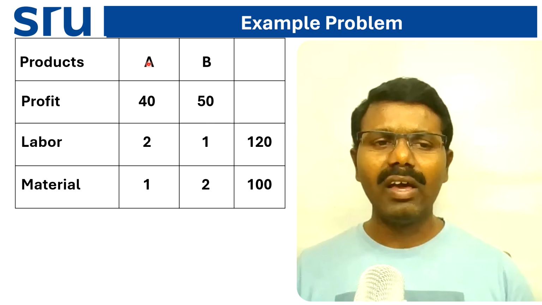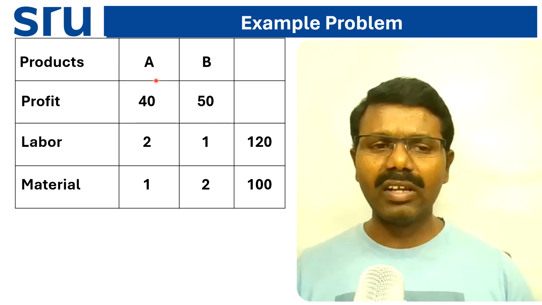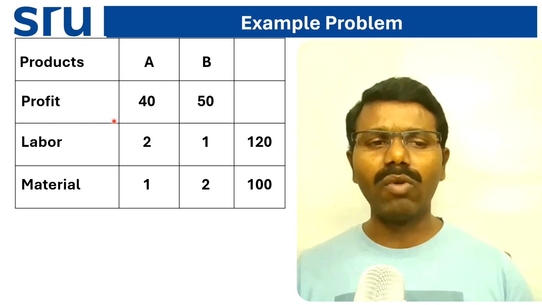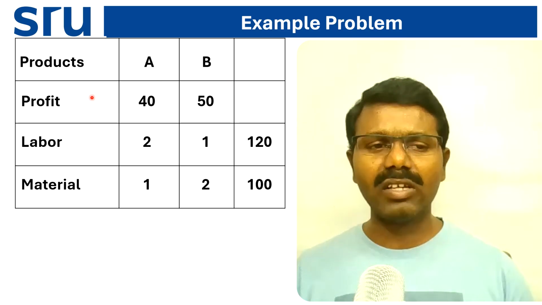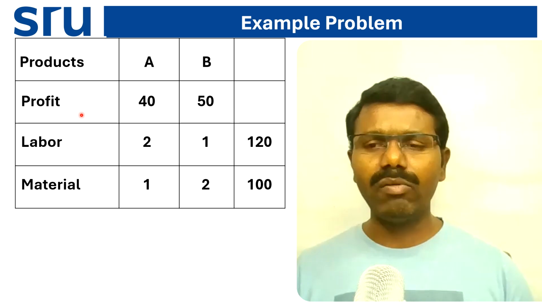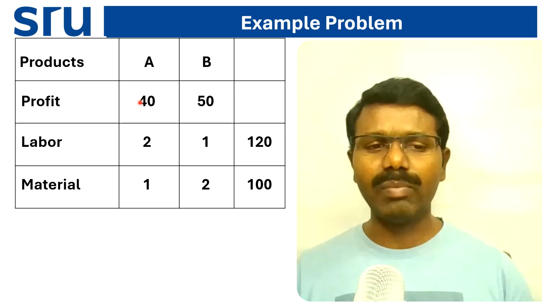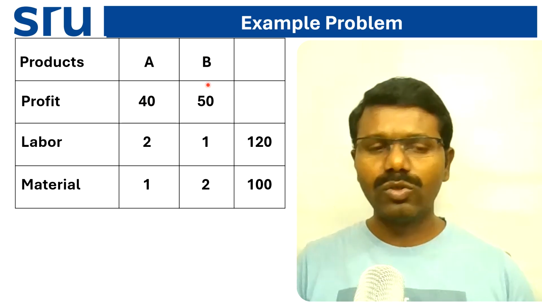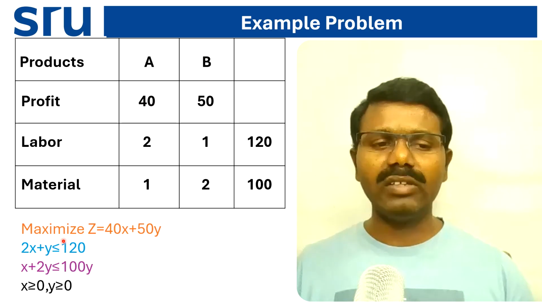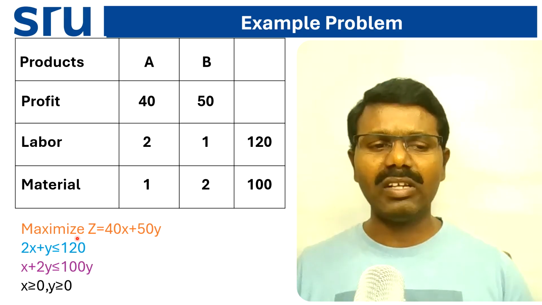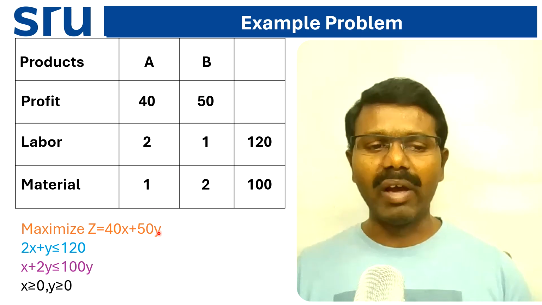Now let us say we need to manufacture X number of product A and Y number of product B. The total profit, let us assume Z, is equal to 40 into X plus 50 into Y. Z is the profit, so we need to maximize it. The maximized Z is equal to 40 into X plus 50 into Y. So this is the maximization.